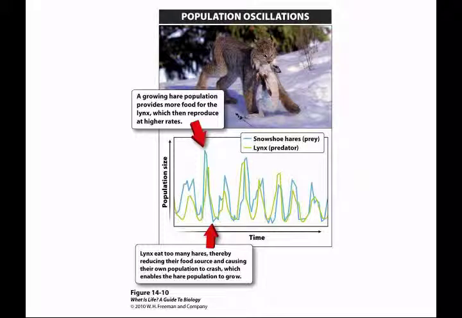Here we have another one where, just like we talked about the up and down over the carrying capacity, the terminology for that is called population oscillation.